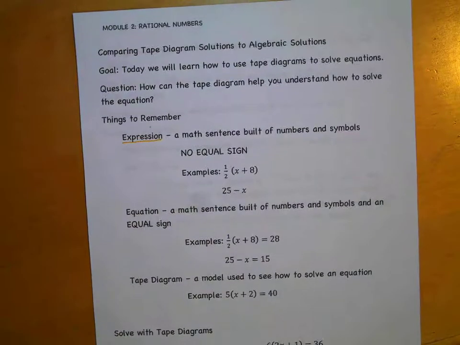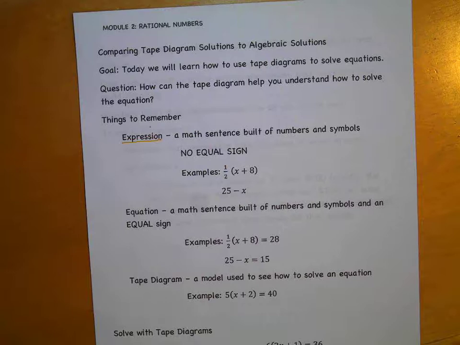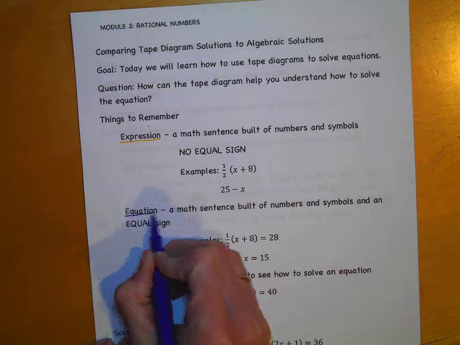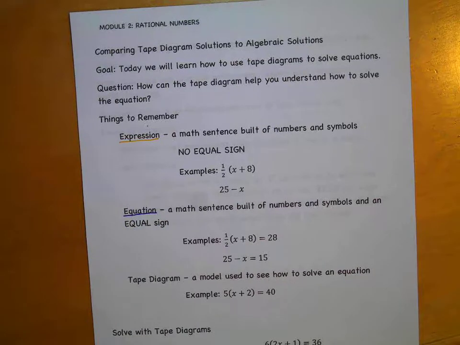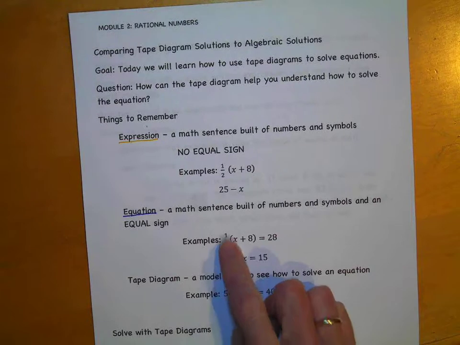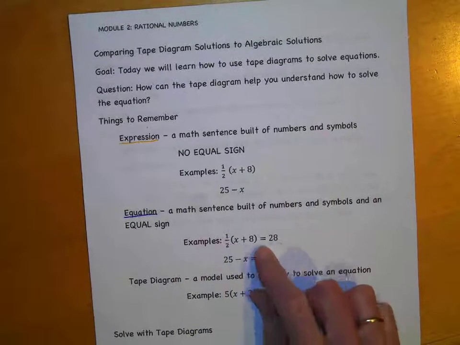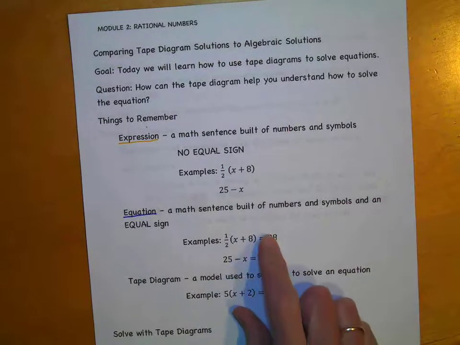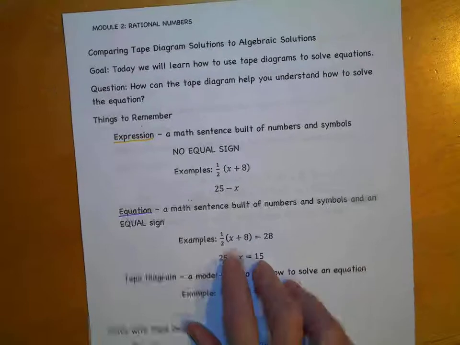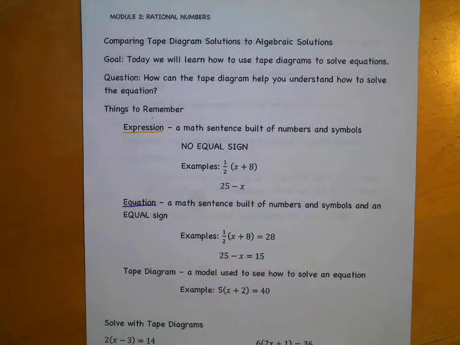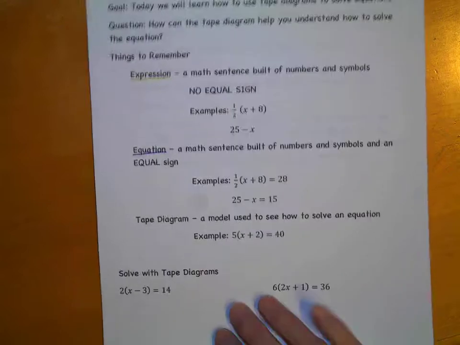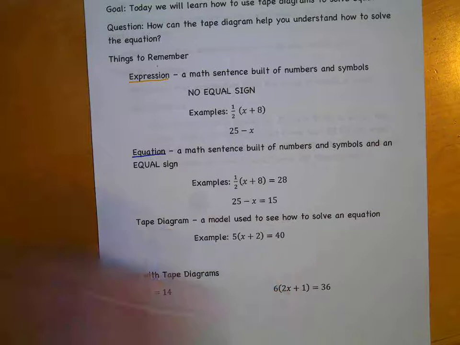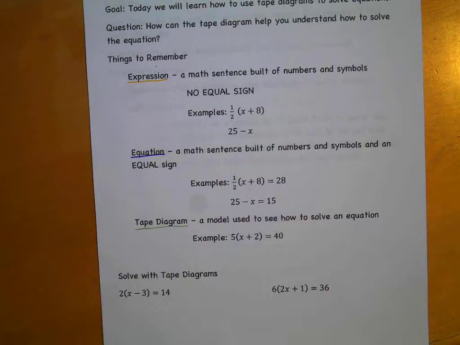The next thing that we need to be reminded about is an equation. An equation is a math sentence built of numbers and symbols and an equal sign. So an equation has the equal sign, an expression does not. Examples would be 1/2 times the quantity x plus 8 equals 28, or 25 minus x equals 15. Both of these have what they equal, so you can actually solve or manipulate these because you know what they equal. And then the third thing you need to be reminded of is a tape diagram. A tape diagram is a model used to see how to solve an equation.